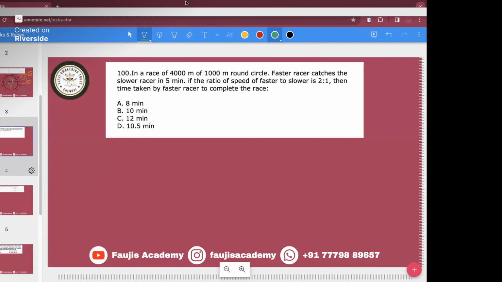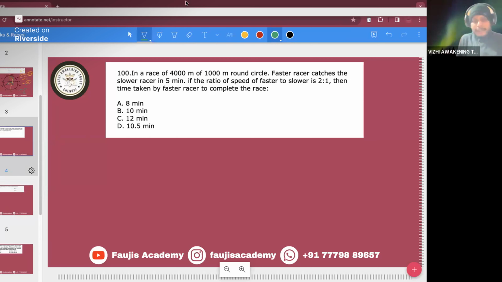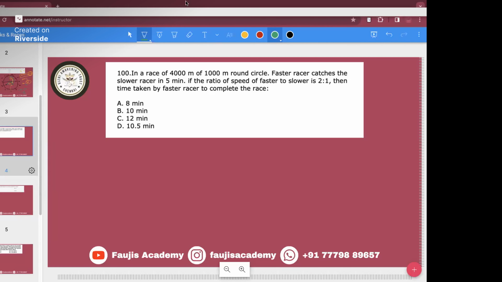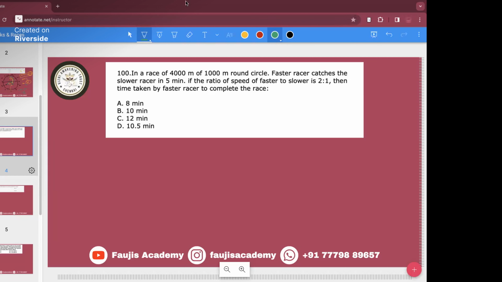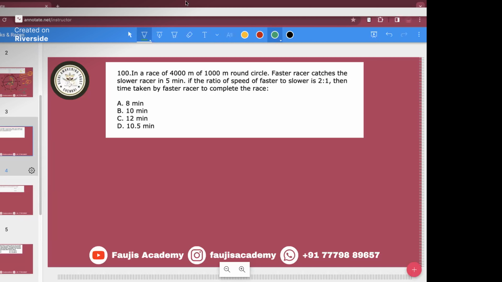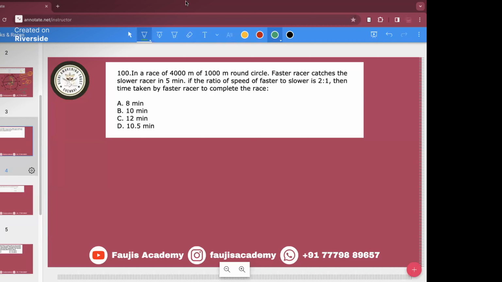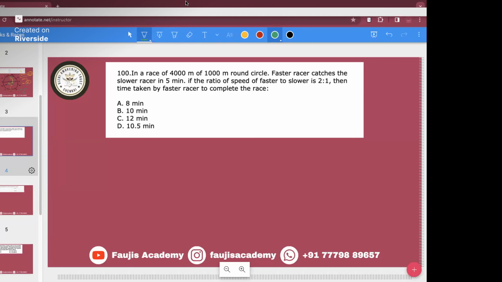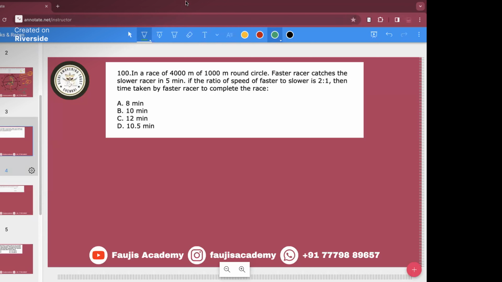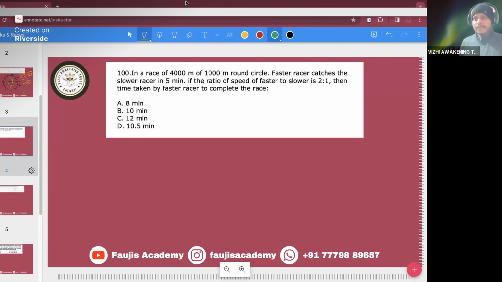Sir, option B, 10 minutes. Yes. How did you get it? Sir, using the relative speed concept, and as it is a circular ground, the distance covered extra will be 1000 meter. So 1000 meter is equal to, like, I have calculated 5x equal to the 1000. Then I found the ratio unit as 200, and I found the speed, and I calculated the answers. Good. Thank you so much.